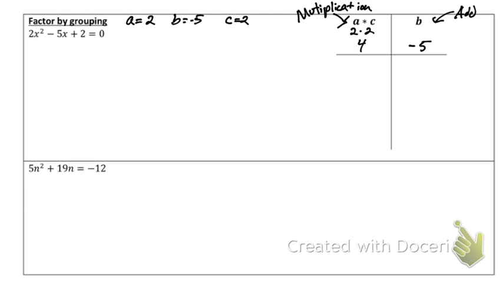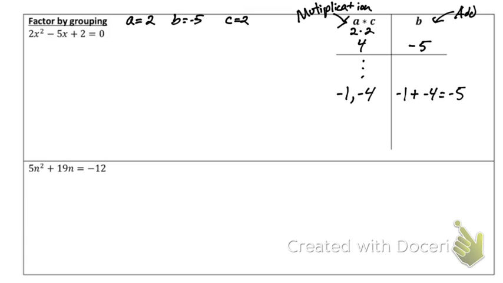Negative 4 and negative 1. Yep. And sometimes you'll have a bunch of numbers in here, you're just trying things. But it will be negative 1 and negative 4. Negative 4 times a negative 1 does give you a positive 4. And when I do negative 1 plus a negative 4, I do come out with a negative 5.